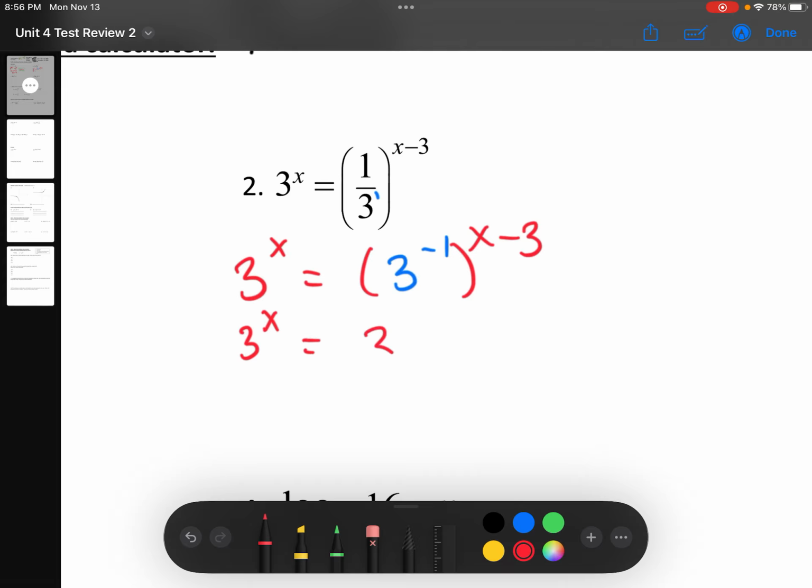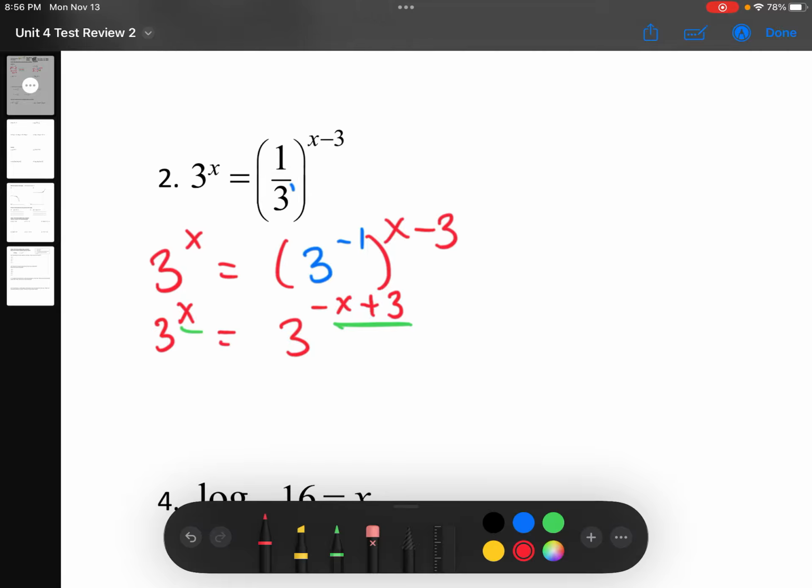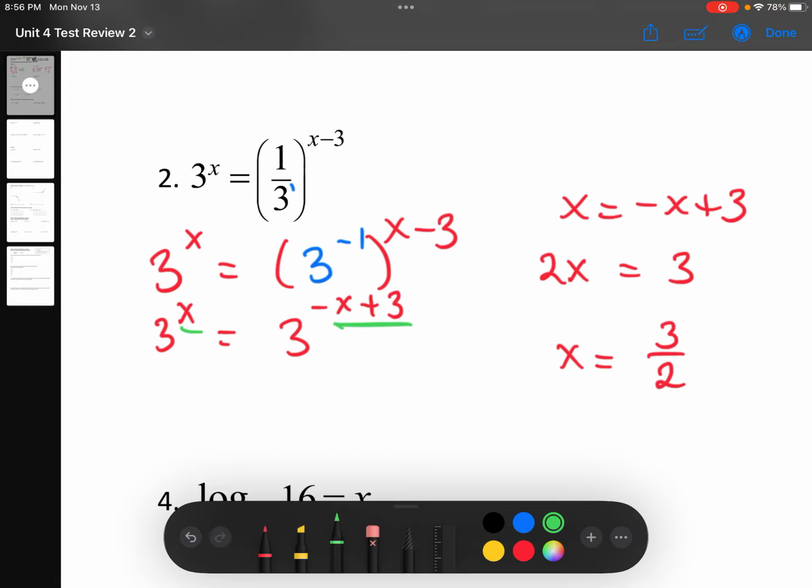So 3 to the x would equal 3 to the power of, we multiply when we raise a power to a power, so that will be negative x plus 3. And then here the exponents must be equal because now the bases are equal. So x will equal negative x plus 3. Add the x over. 2x equals 3. Divide off the 2. X is 3 over 2. And yes, that improper fraction is a perfectly acceptable answer.